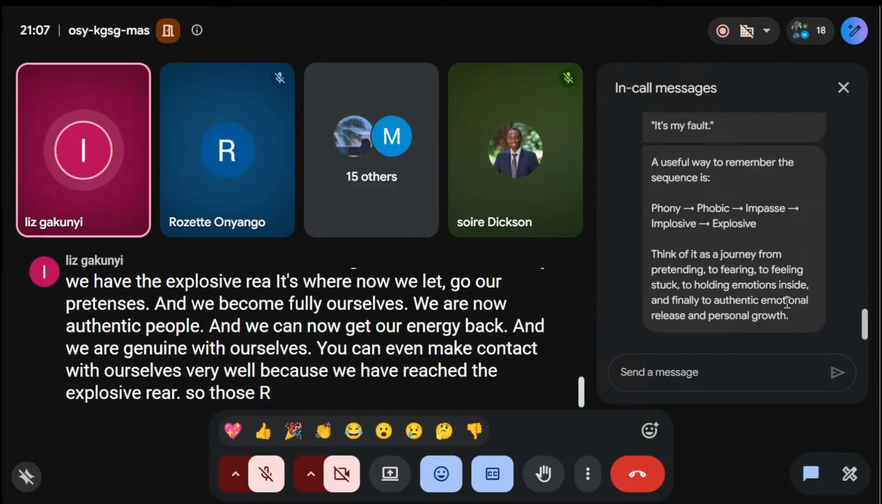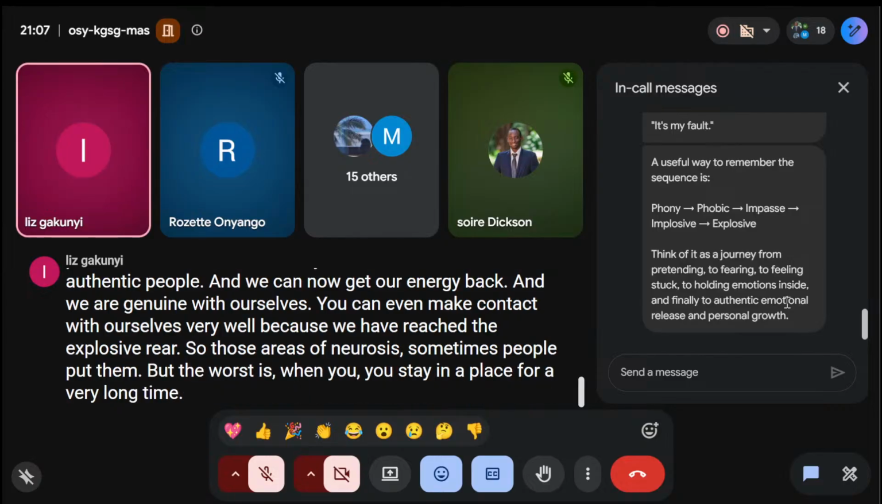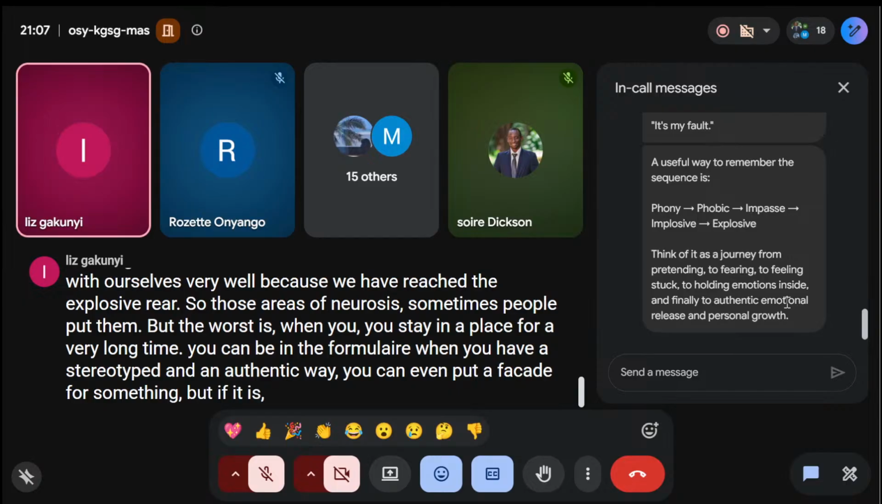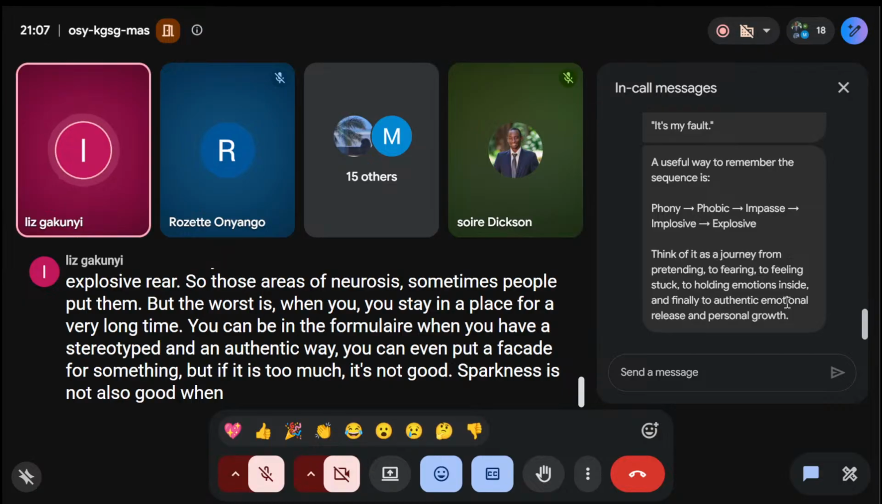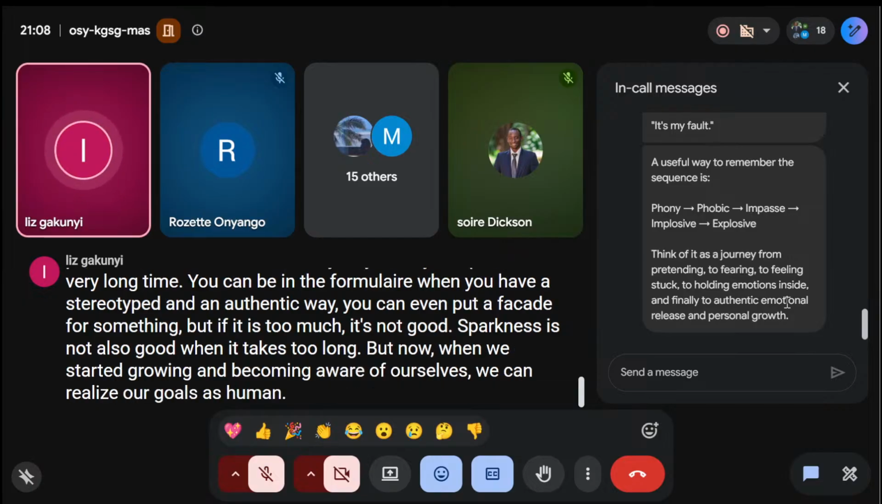So those layers of neurosis, sometimes people put them on, but the worst is when you stay in a place for a very long time. You can be in the funny layer when you have a stereotyped and inauthentic way. You can even put on a facade for some time, but if it is too much, it's not good. Stuckness is also not good when it takes too long. But when we start growing and becoming aware of ourselves, we can realize our goals as human beings.